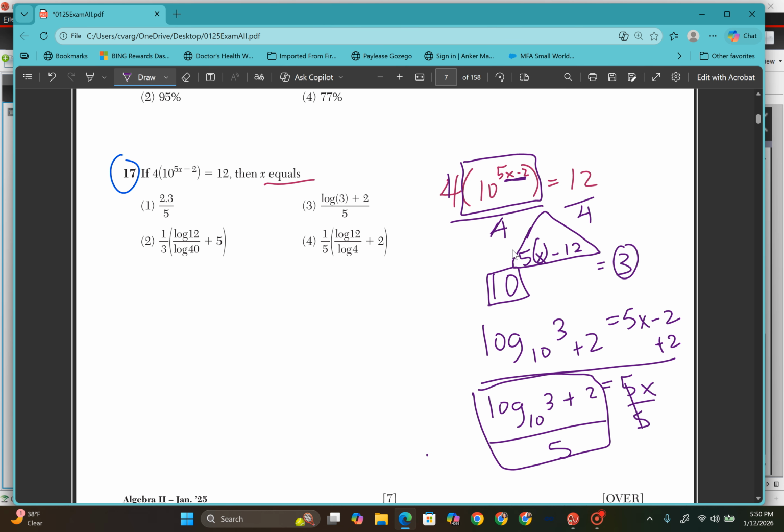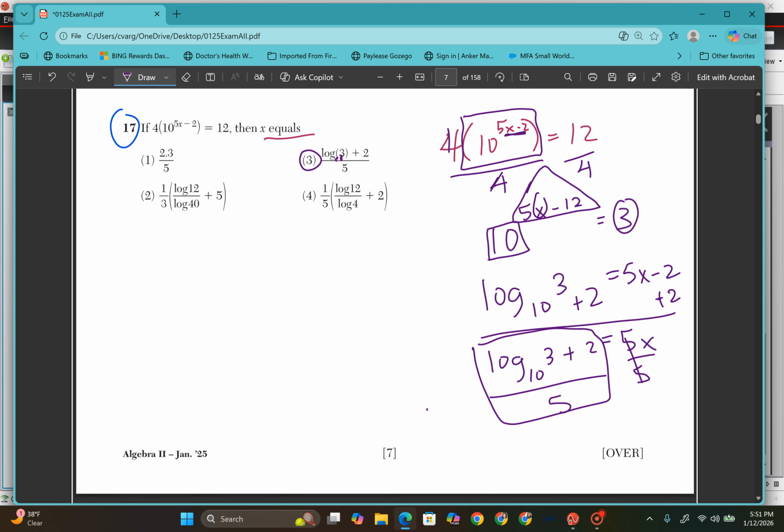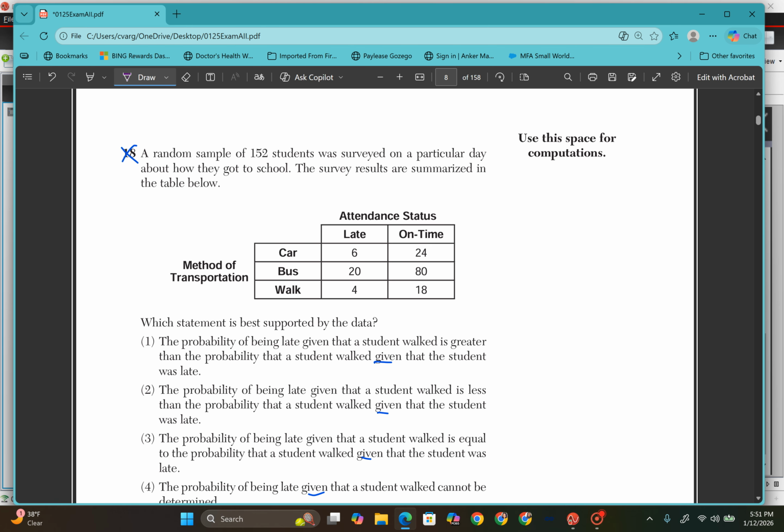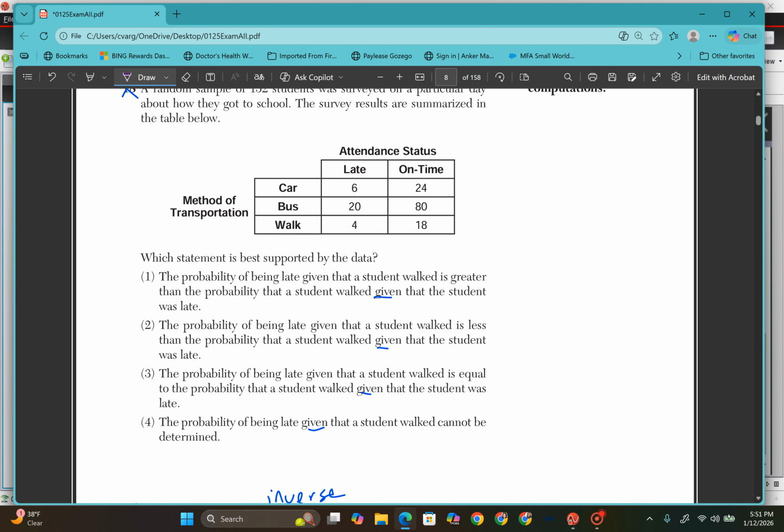So this is the same thing. Log base, remember if there's no base, the base is 10. So log base 10 of 3 plus 2, all divided by 5. So that's the one that's equivalent. And like I said, you could use NSolve here to do this question. All right. The next one.